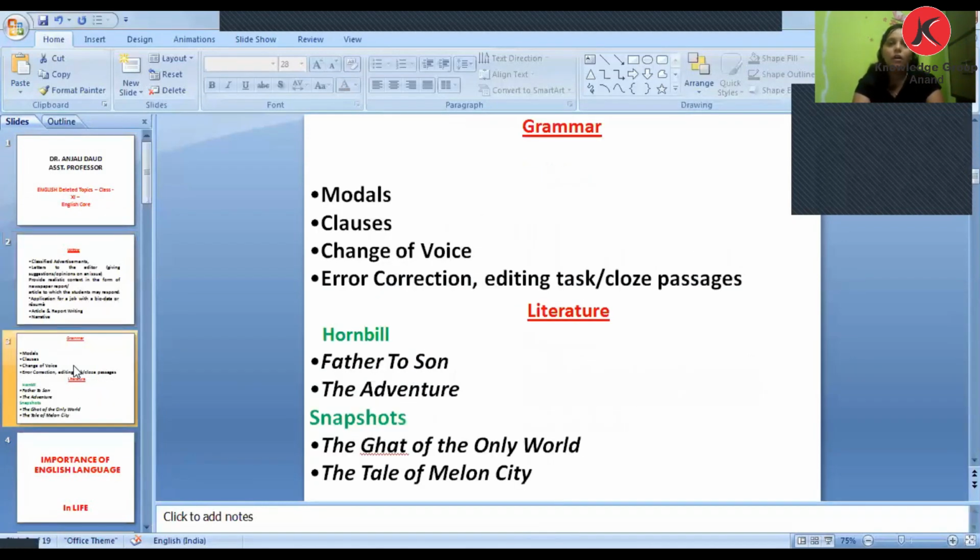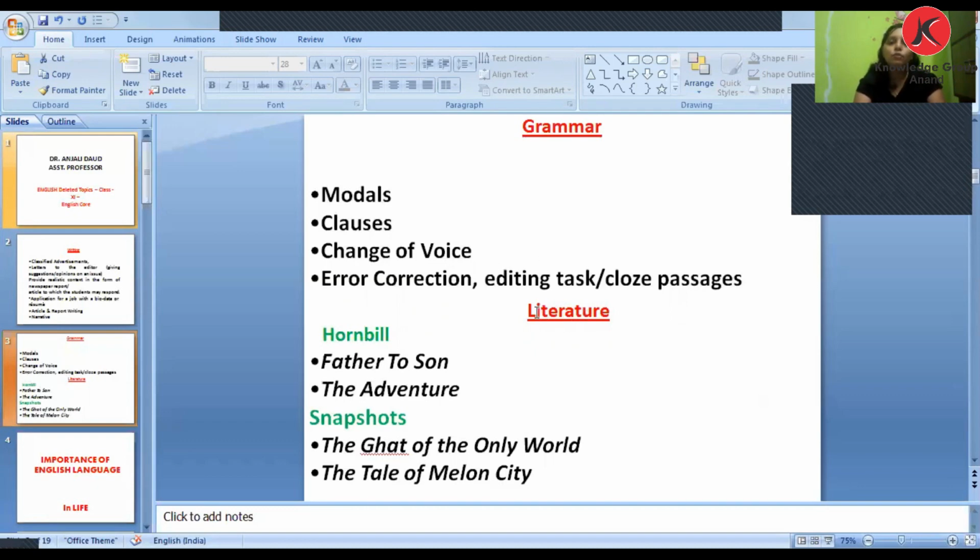Now look at the grammar portion. Which grammar portions are not there? Please do remember these: modals and clauses, change of voice, error correction, editing tasks, and cloze passages. These are not included in the grammar sections. But I suggest that after completing your 11th standard course, you go through them once. It will be helpful for your 12th standard classes.